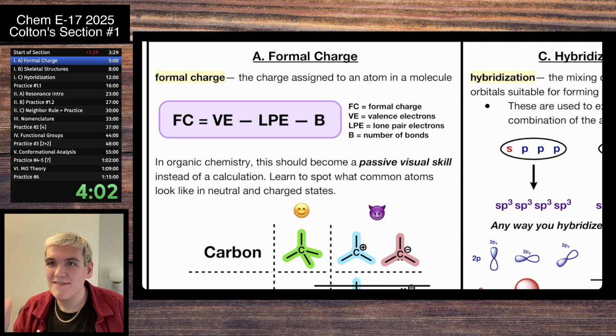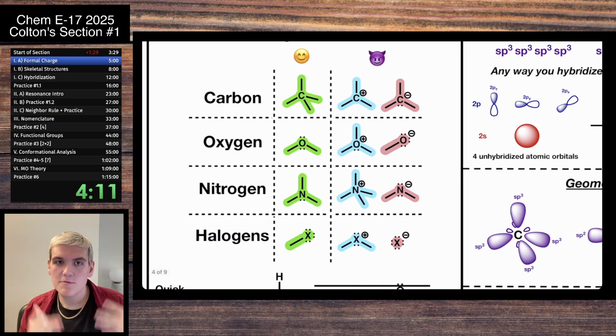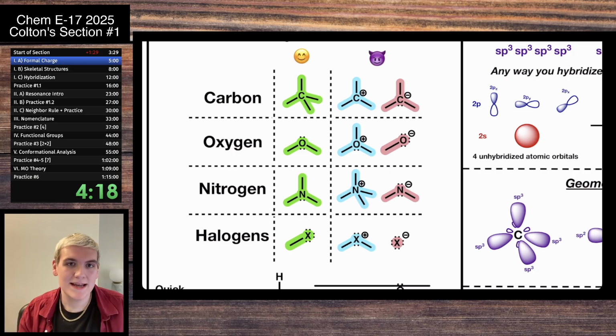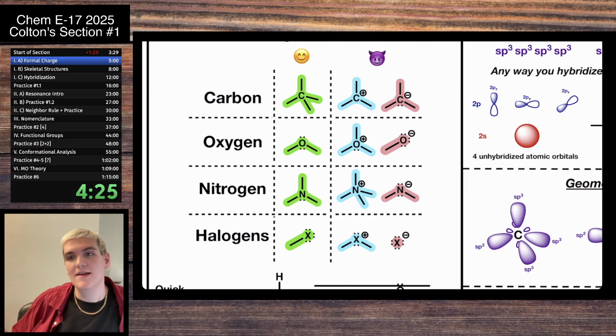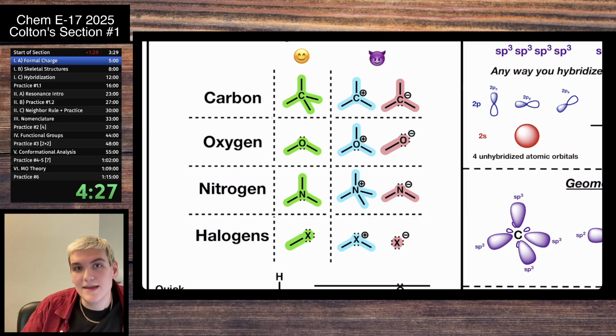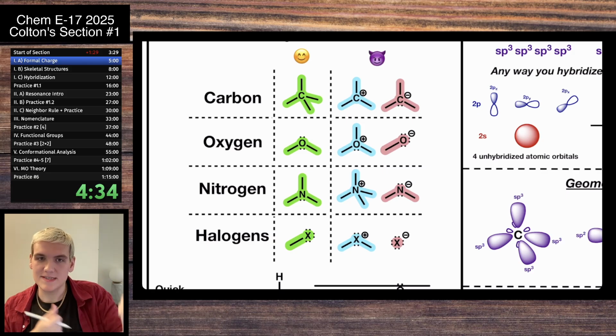We don't want you to have to do math every time you're seeing molecules in organic chemistry. So essentially we want you to get to where this is a passive visual skill, where you can see an atom, see how many bonds it has, and you're like, I know that carbon with 4 bonds is neutral. I know that oxygen with 2 bonds is neutral. But if oxygen has 3 bonds, she's angry, she has a positive charge like H3O+, and if oxygen only has 1, then it's negative like OH-. So I would encourage you to think about this as a visual skill to develop.